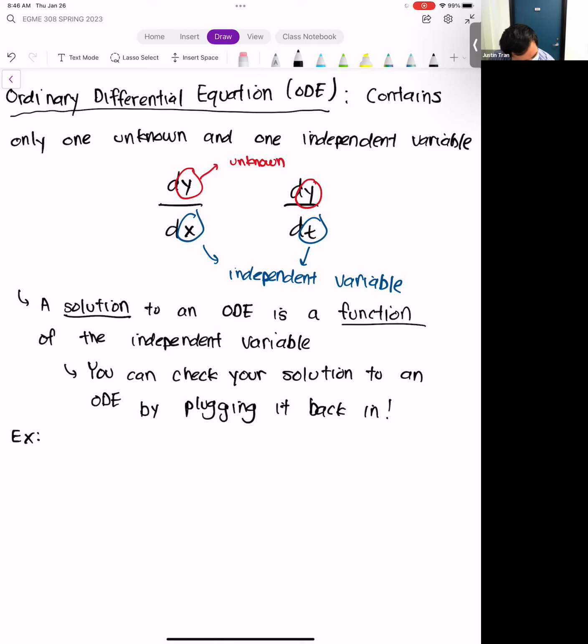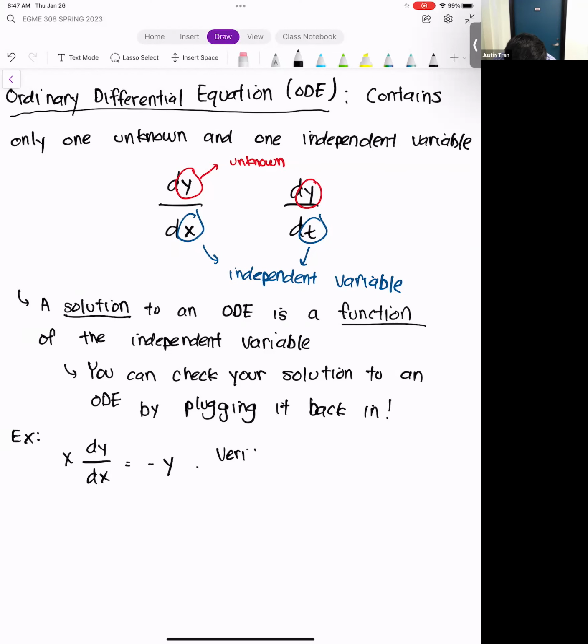Okay, so let's consider this ODE, x dy/dx. You can see right away we have an ordinary differential equation, so there's only one unknown. The unknown here is y, and our independent variable is x. So we have one unknown and one independent variable.